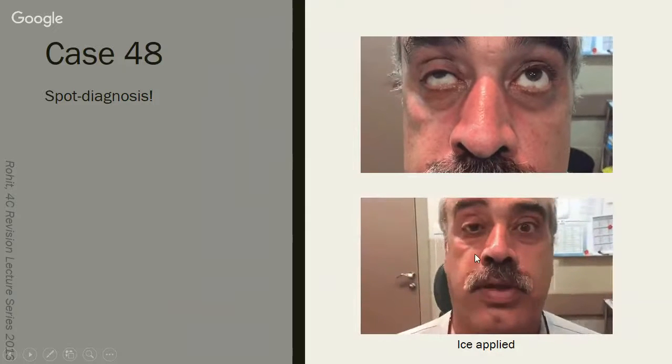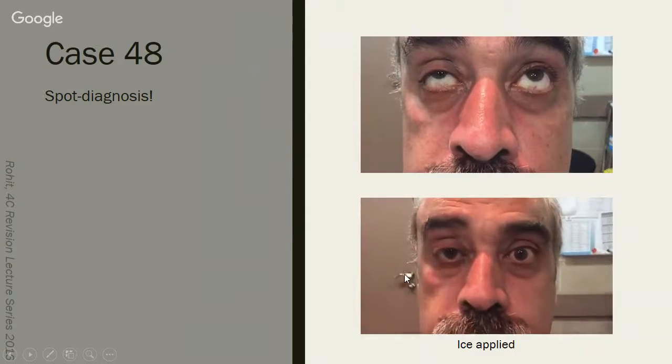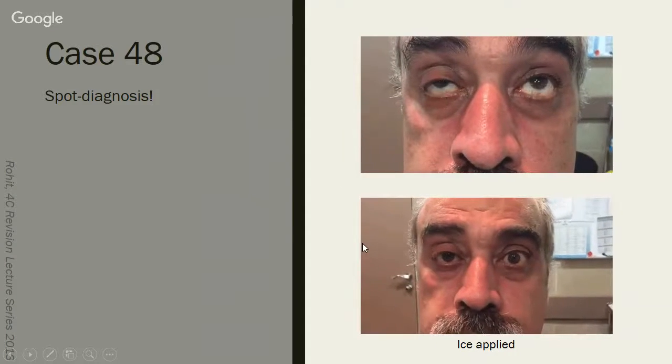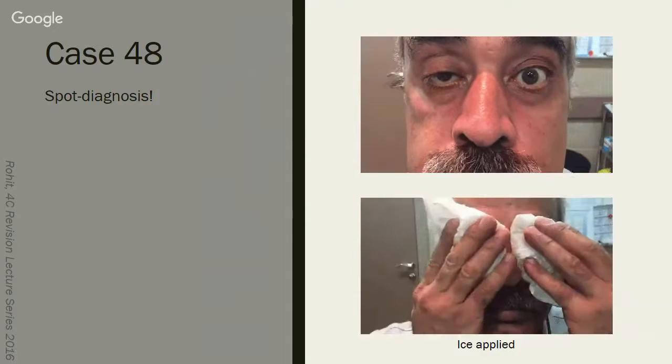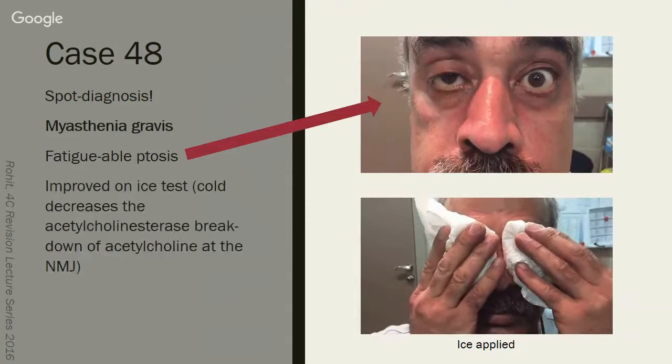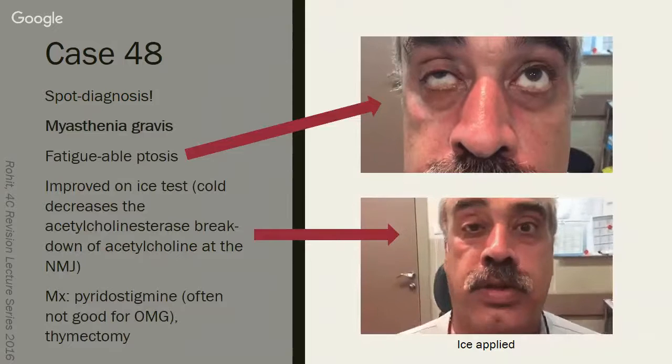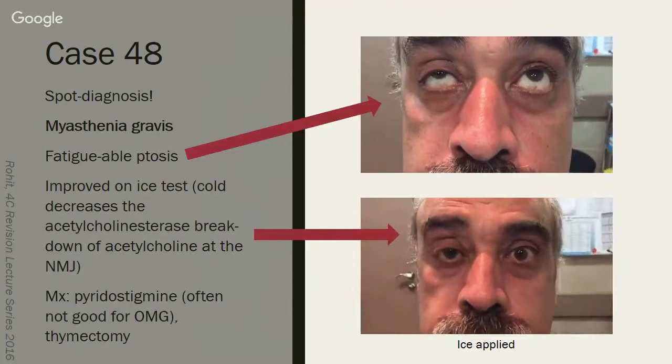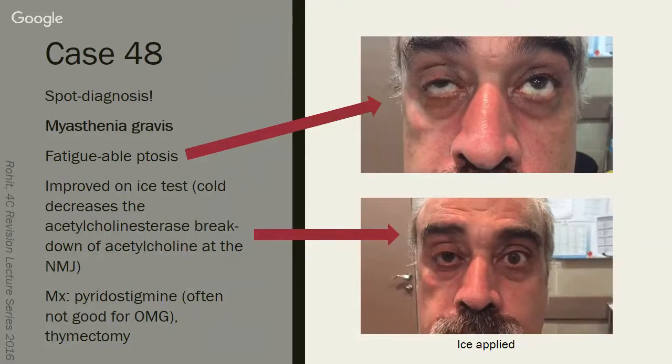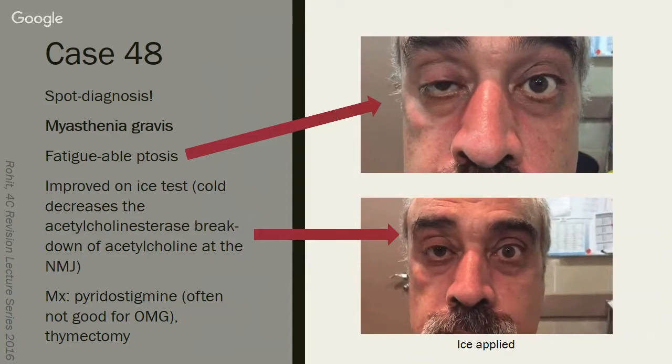And after you put the ice on it, it actually becomes better. You actually slow down the breakdown of acetylcholine. So fatigable ptosis and the eye becomes better. You treat it with the stigmine drugs, okay? Or you take out the thymus in a younger patient, as you'd know from third year.